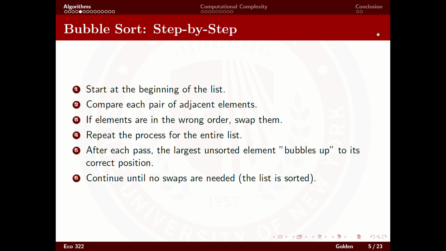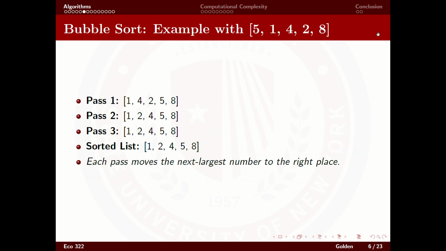So step by step, you start at the beginning of the list. You compare each pair of adjacent elements. If the elements are in the wrong order, you swap them. You move one right before the other. Repeat the process for the entire list. And after each pass, the largest unsorted element bubbles up to its correct position. You continue until no swaps are needed.